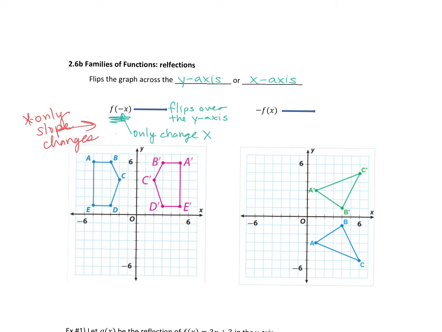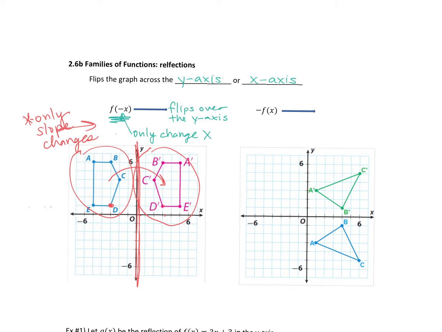And this will all make more sense when I show you in a real problem. So this right here is our y-axis. We're saying this figure flipped over and became this figure. Notice the y values of those figures didn't change. Only the x value changed. This was a negative 3, 1. Now it's a positive 3, 1. My y value isn't any different. It's just my x value that is different.